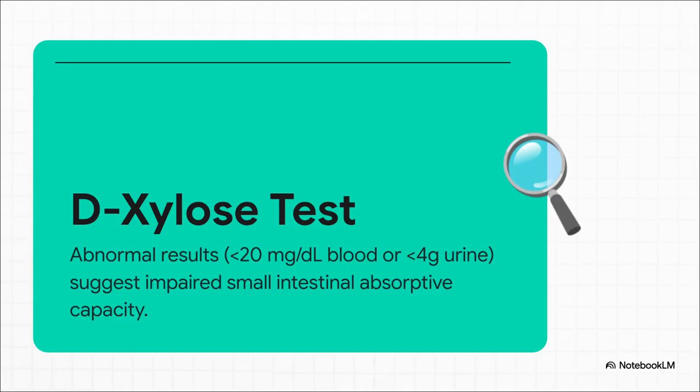So think about it. If a patient can't absorb it, that points you straight toward a mucosal problem like celiac disease. But if their absorption is normal, well, the mucosa is probably fine, and you should start thinking about a luminal cause, like pancreatic insufficiency. It's a really elegant way to differentiate.